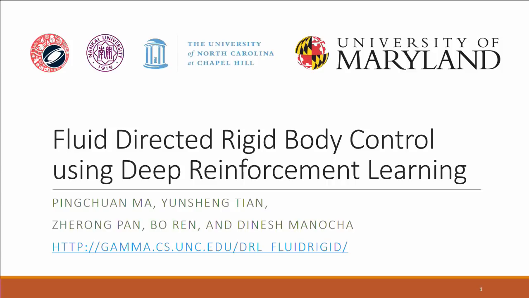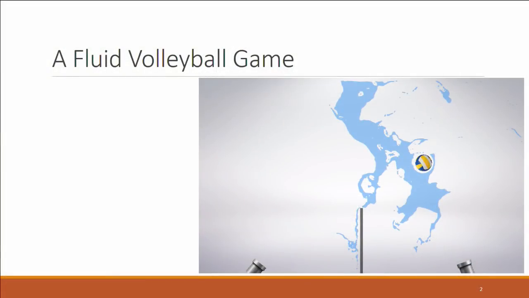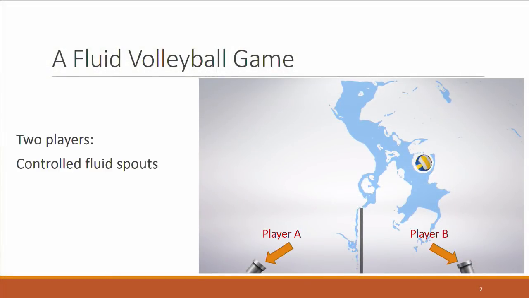Thanks for the introduction. So I'll talk about our recent work on fluid control, and this work is in collaboration with Nankai University and the University of Maryland at College Park. This figure illustrates a typical problem under consideration. Let's say we have 2 players, each controlling a fluid spout that can shoot incompressible liquid at the ideal rigid body.